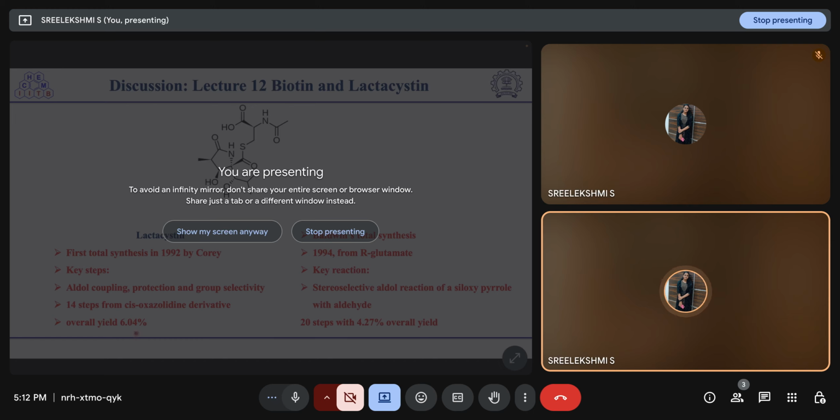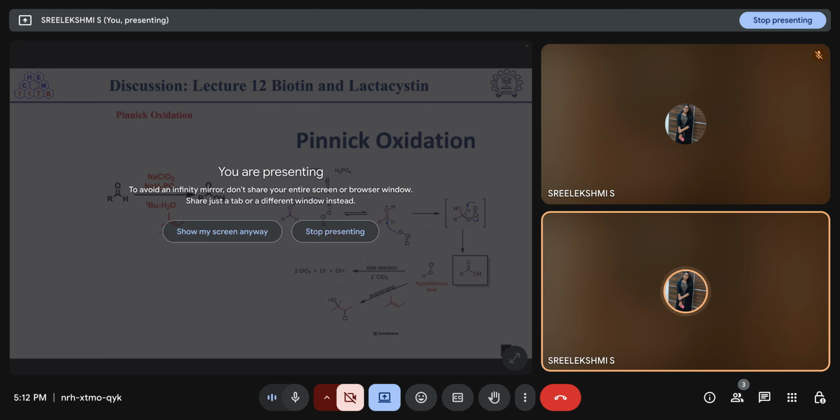Now coming to Baldwin's total synthesis, it was published in 1994 from the starting material R-glutamate, and the key reaction was a stereoselective aldol reaction of a siloxypyrrole with an aldehyde, thereby getting a quaternary center and the secondary alcohol in the correct stereochemical form. Baldwin took 20 steps with 4.27 percent overall yield. One of the named reactions which we saw in this total synthesis was the Pinnick oxidation.